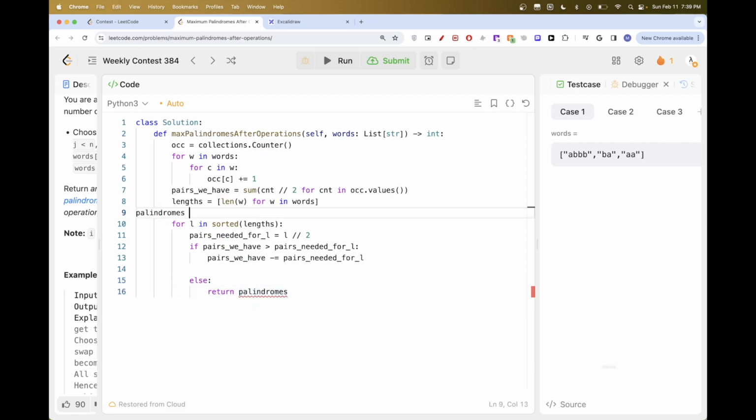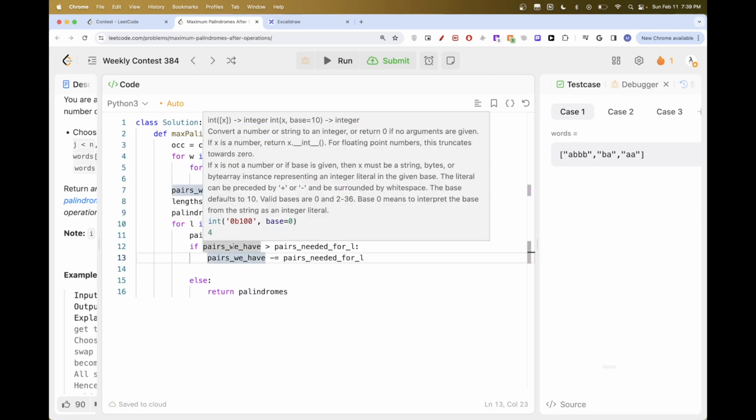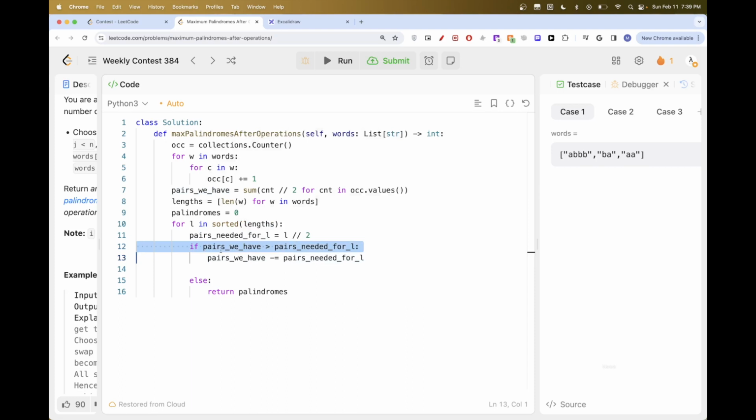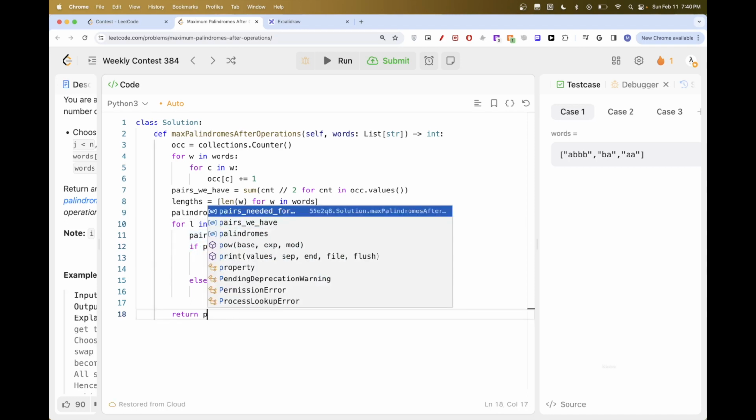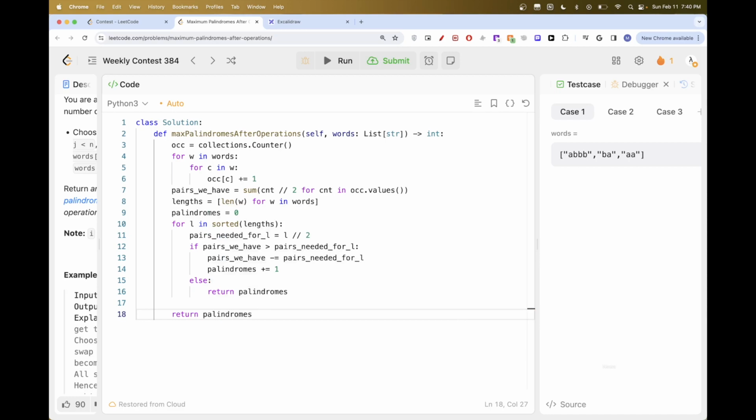Now we just need to initialize this. If we have the number of pairs we need, we can accomplish them with what we have. We need to increment the number of palindromes because we will be able to make this palindrome for this length. And now at the end, we can just return. Let's say maybe we were able to accomplish it for all of them. Then in that case, we can just return the number of palindromes.